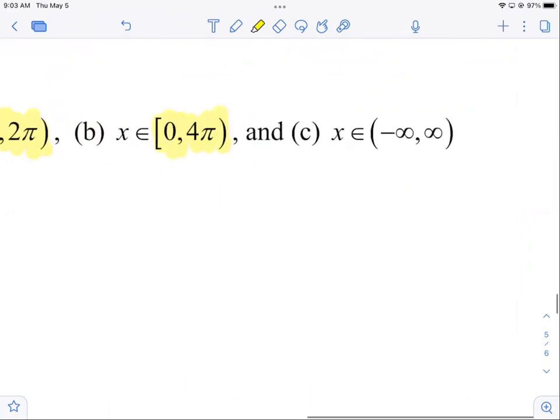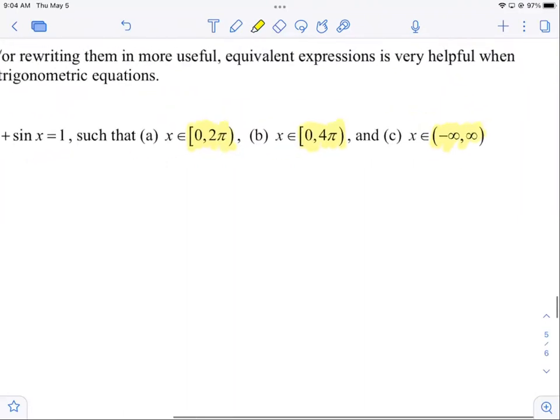And then look, then all of them from negative infinity to infinity. It's going to be impossible to list them, right? Because there's infinitely many coterminal angles. So if we start with A, I think we can answer B and C.